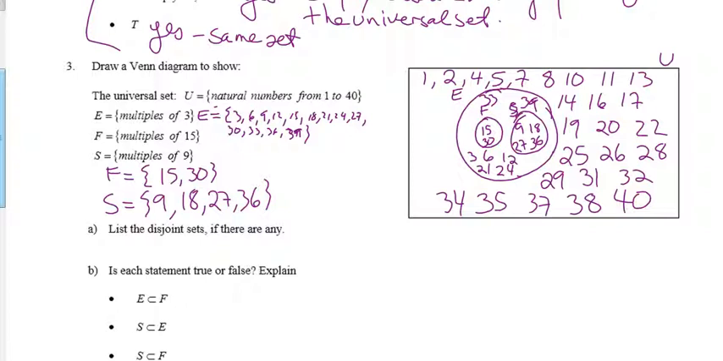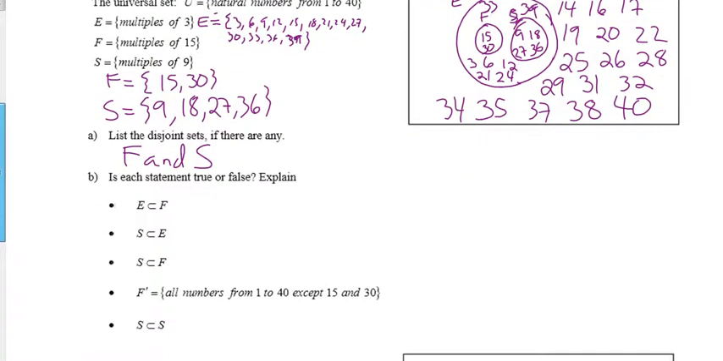Are there any disjoint sets here? What sets do not have any overlap? F and S, right? Okay, so F and S are disjoint.